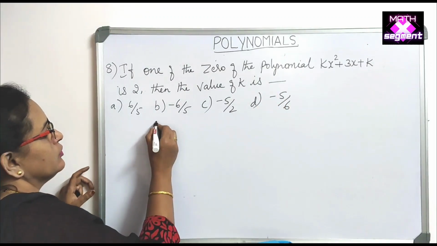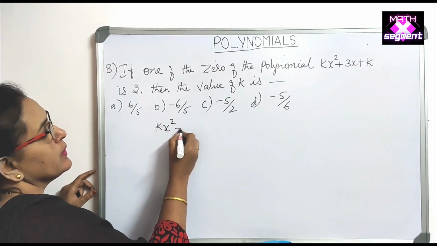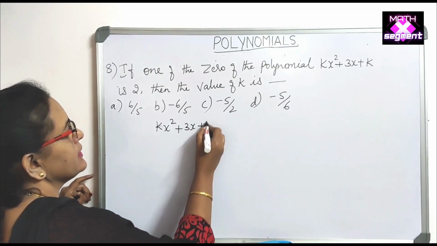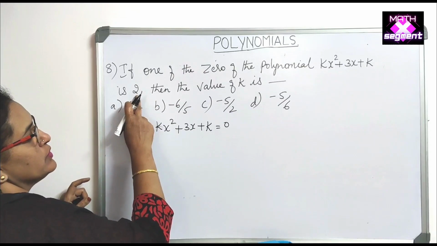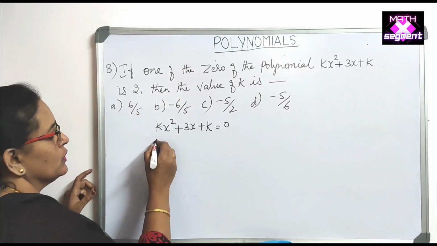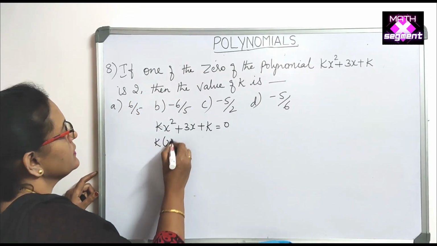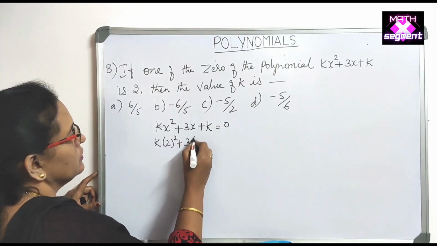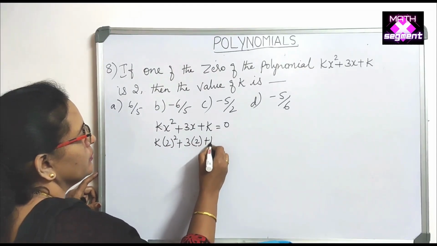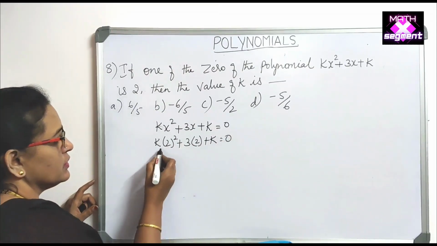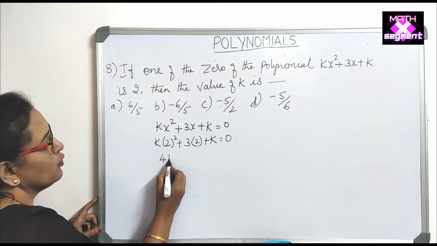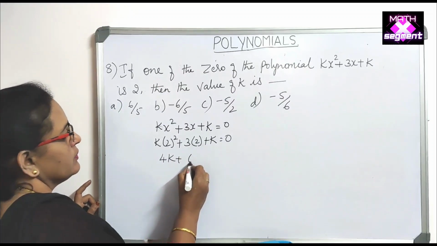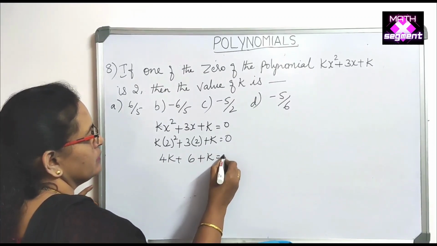So I'll take the equation kx² + 3x + k, and take the equation as 0. One of the zeros is given as 2, so in place of x we'll write 2: k(2)² + 3(2) + k = 0. 2 squared is 4, so it becomes 4k, plus 3 twos are 6, plus k is equal to 0.